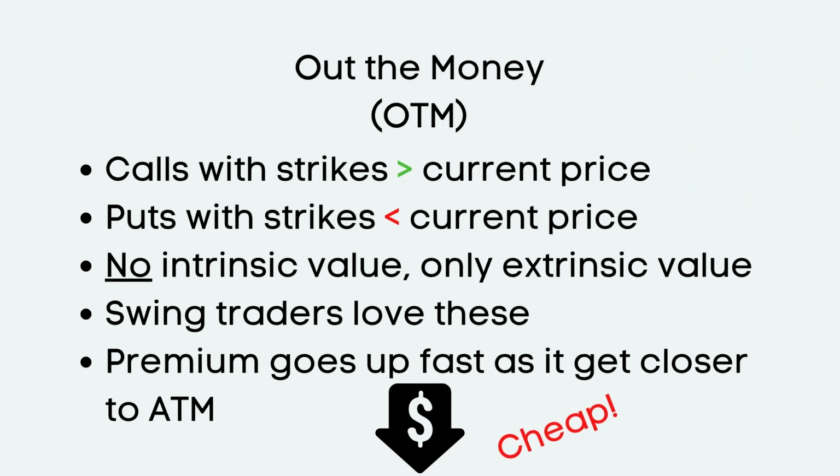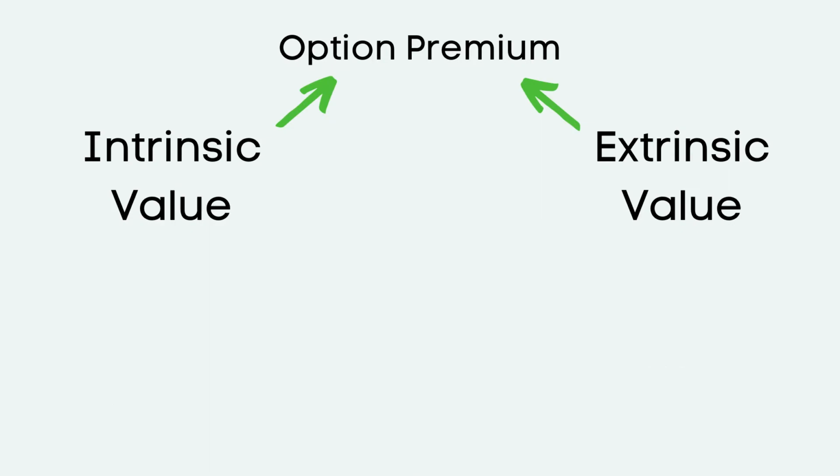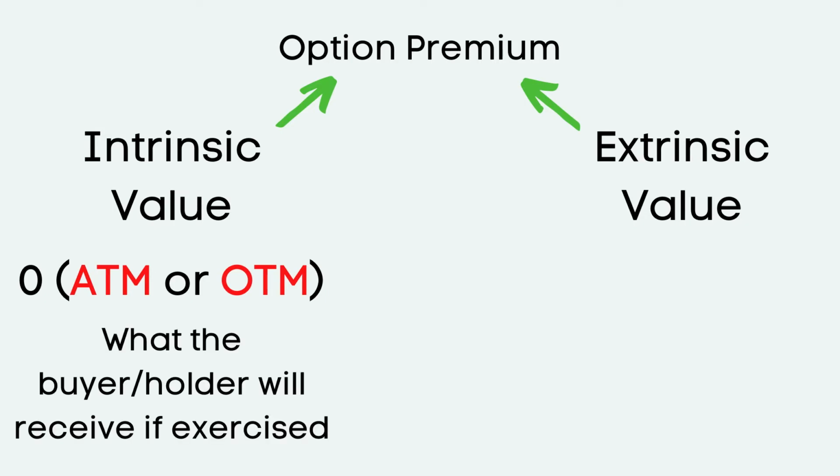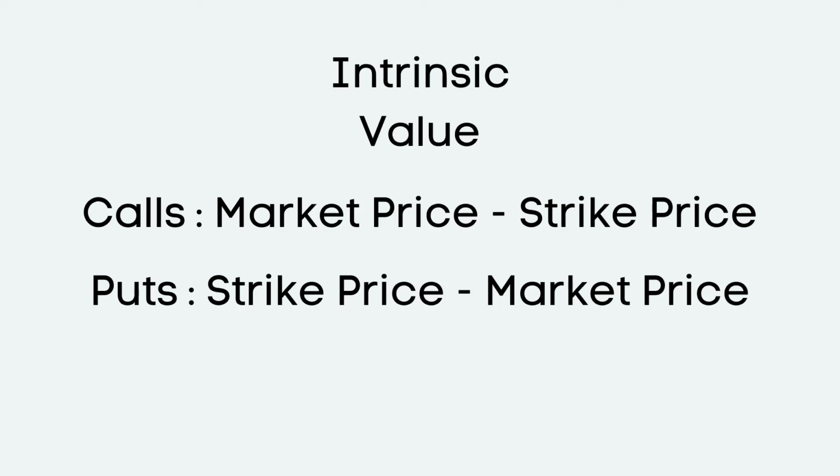Options contracts primarily consist of intrinsic and extrinsic values. Of course, intrinsic value can be zero for at the money and out the money contracts. Intrinsic value is what option holder will receive if exercised. So, how do we calculate intrinsic value?